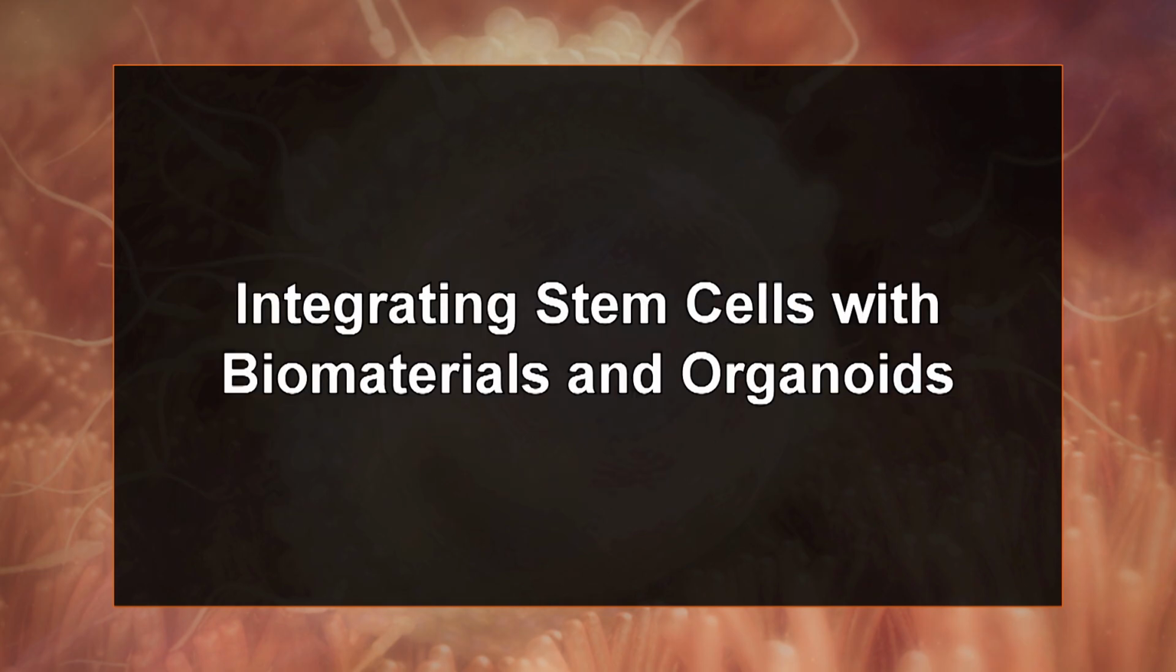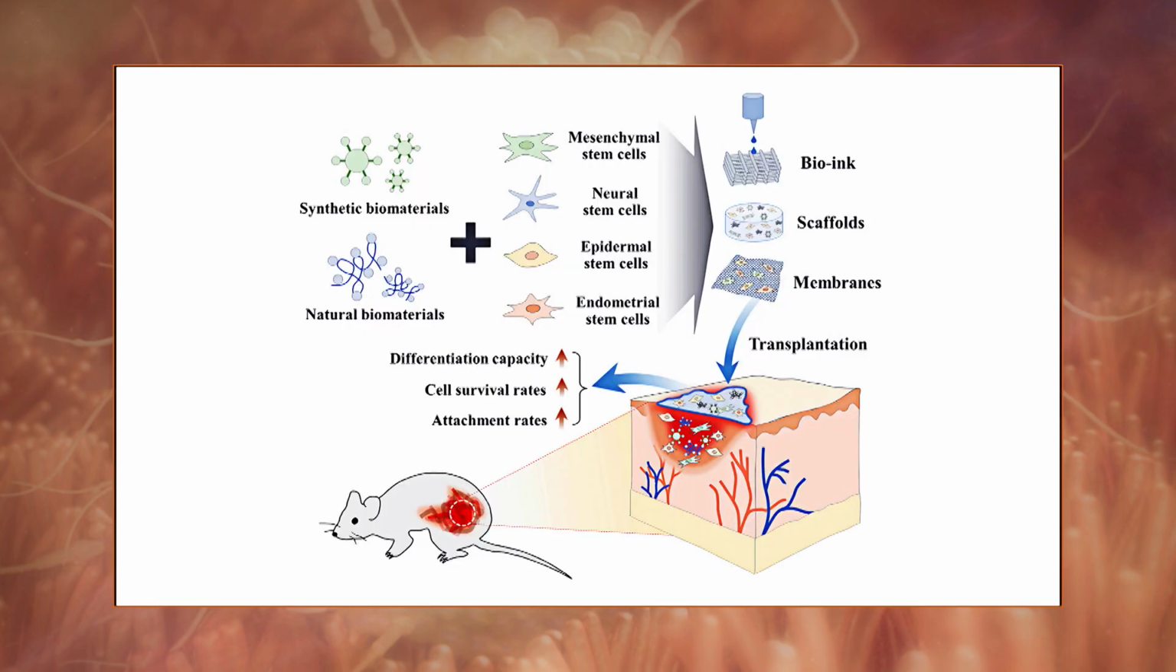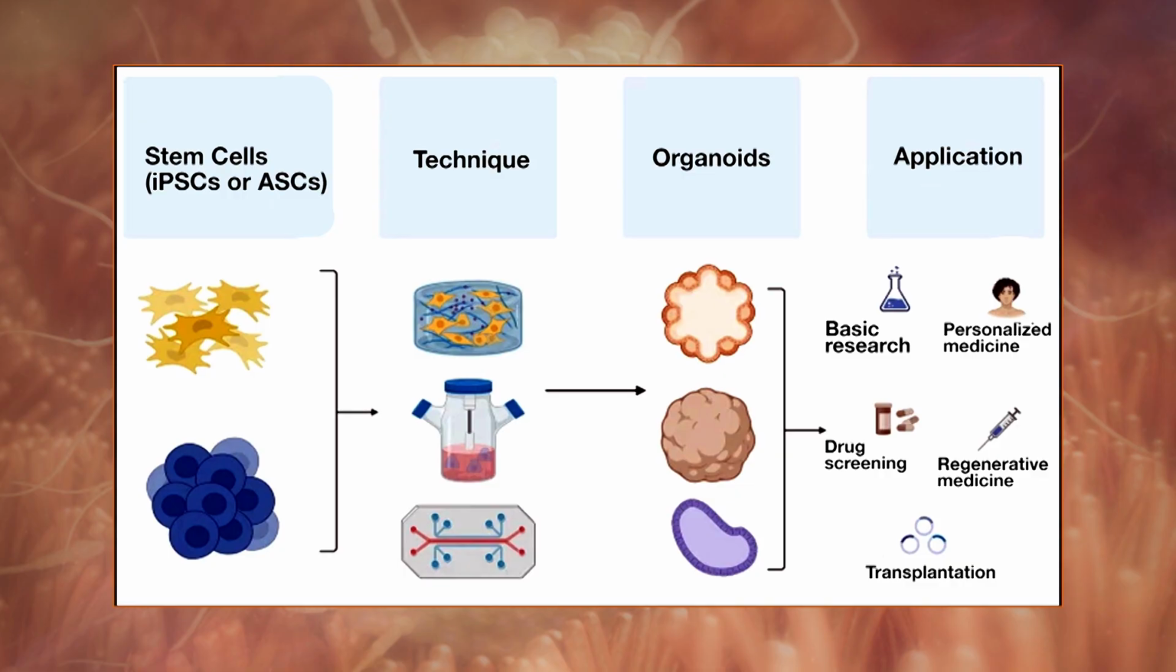Now, integrating stem cells with biomaterials and organoids. The combination of stem cell technology with biomaterials, scaffolds, and organoid models is revolutionizing tissue engineering. Engineered organoids derived from embryonic stem cells or induced pluripotent stem cells simulate organ functions, providing a platform for drug testing and transplantation. Long-term prospects include whole organ regeneration, potentially addressing the shortage of donor organs.